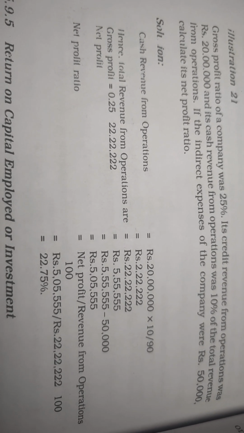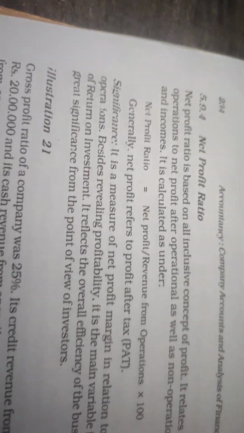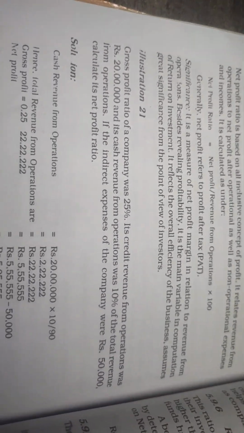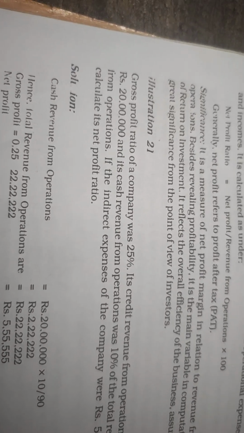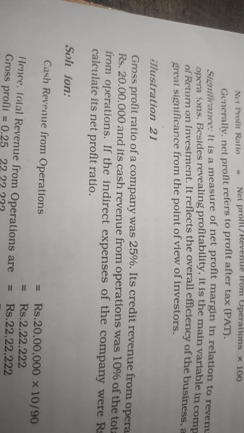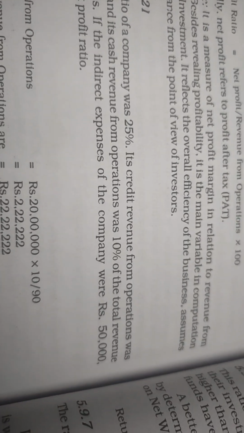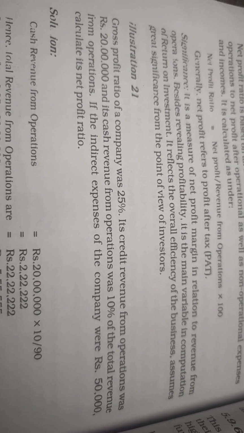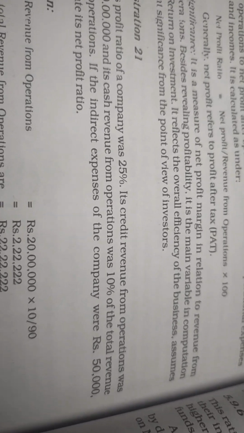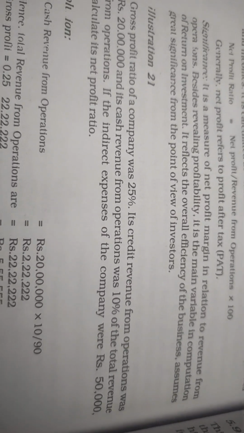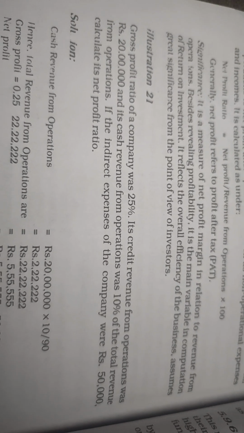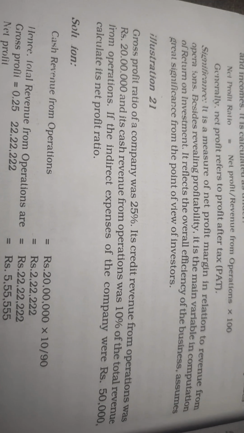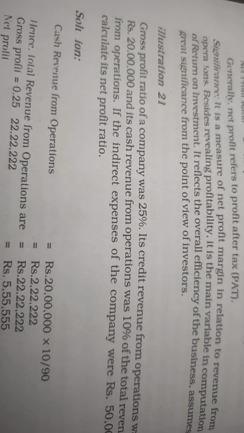The formula for finding the net profit ratio is net profit divided by revenue from operations into 100. In this problem, we are given the gross profit percentage as 25%, credit revenue from operations as 20 lakhs, cash revenue from operations as 10% of the total revenue from operations, and the indirect expense of the company as 50,000. From this we have to compute the net profit ratio.